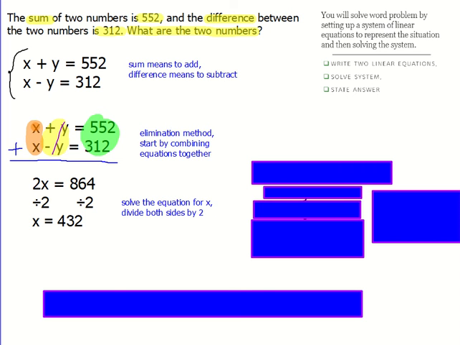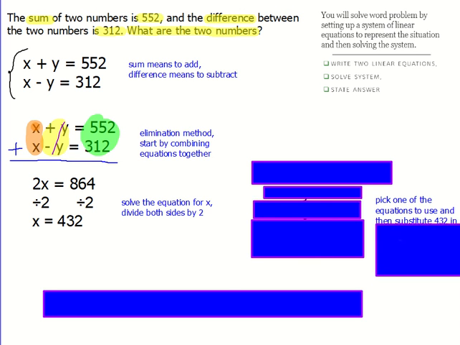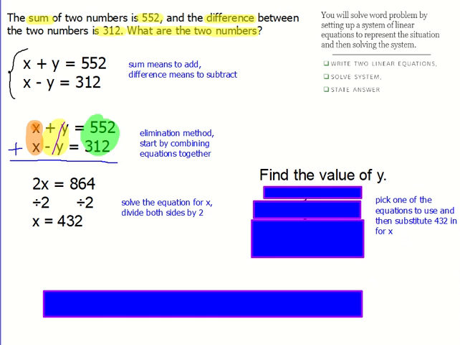So now we need to find the second number. So you have to pick one of those equations that we started with. And then we're going to plug in 432 for x. So I'm going to choose to use the top one, x plus y equals 552. And I'm going to plug in 432 for x. This is just a single step equation. To solve for y, you're going to subtract 432 from both sides.